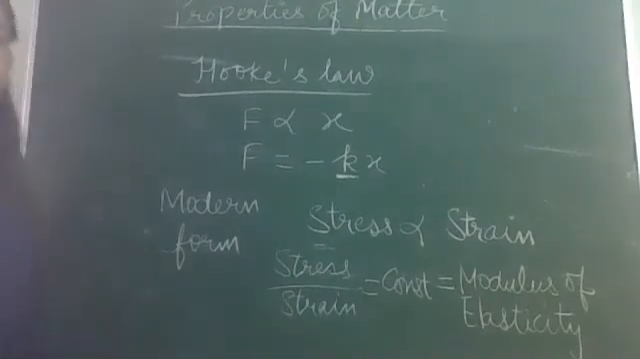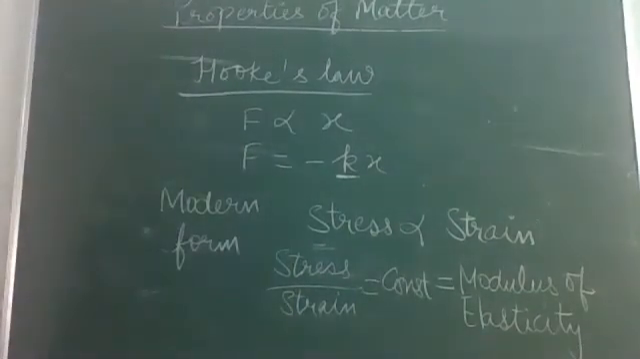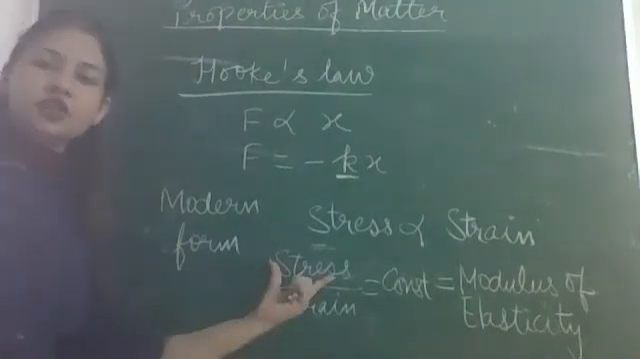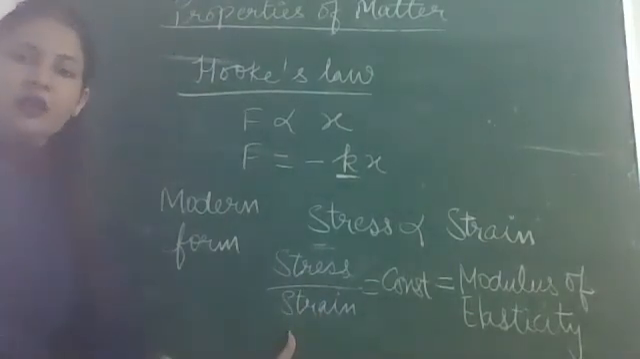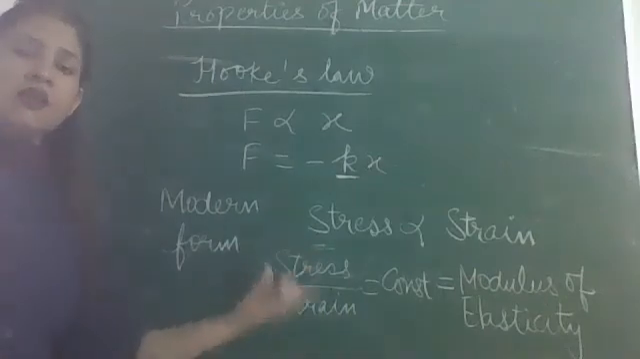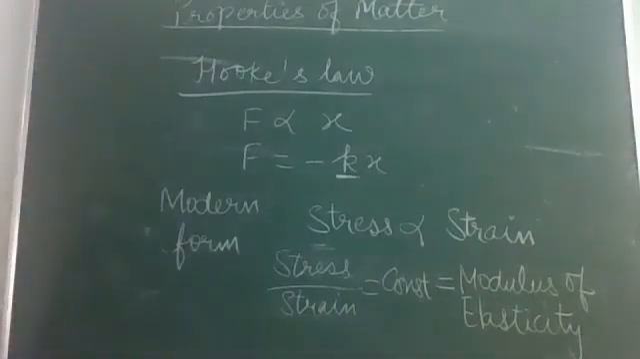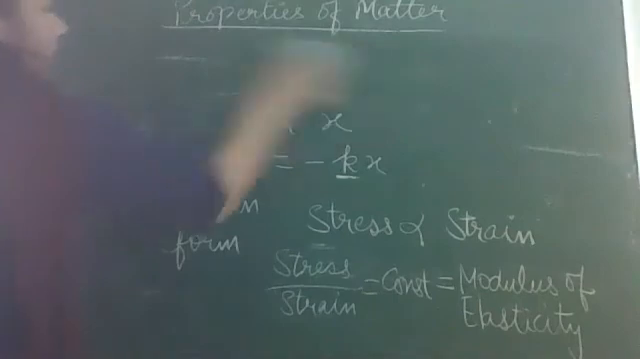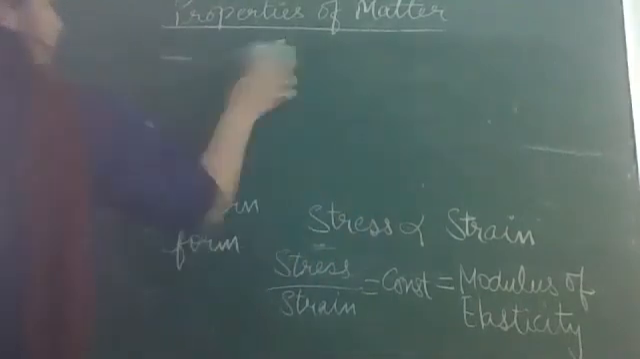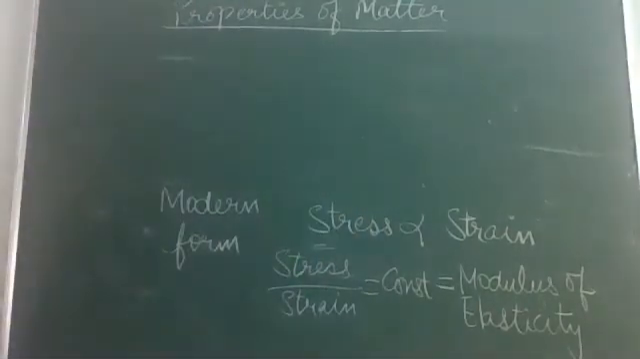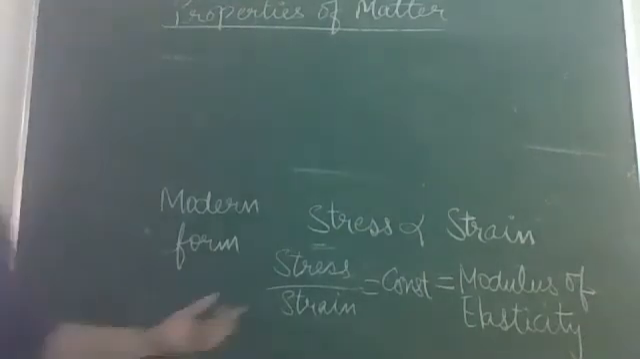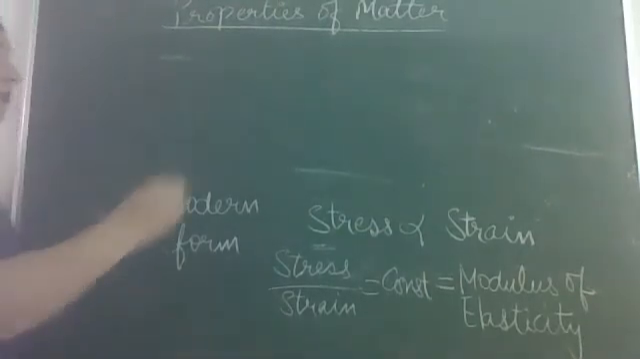All right, students, is that clear? Any doubt? So Hooke's law statement is clear. Modulus of elasticity definition is also clear to you. It is the ratio of stress to strain. How do we define modulus of elasticity? Ratio of stress to strain. Now, depending upon different types of stress and strain, we have three types of moduli of elasticity.